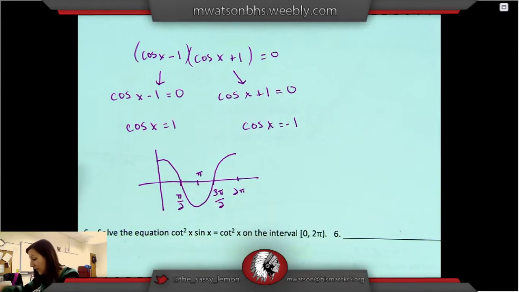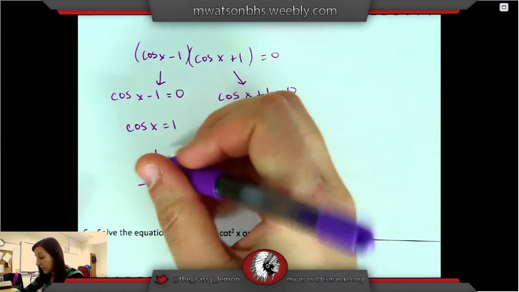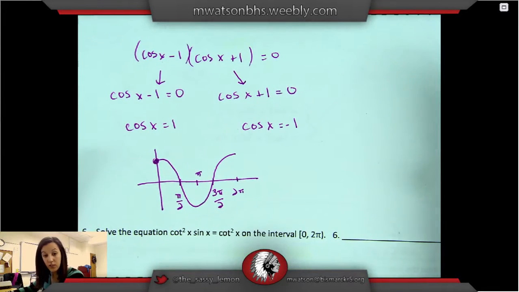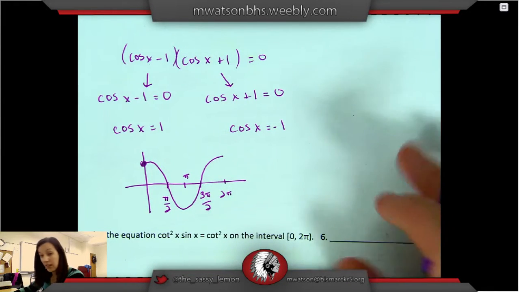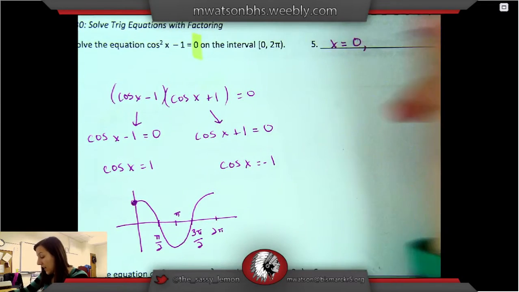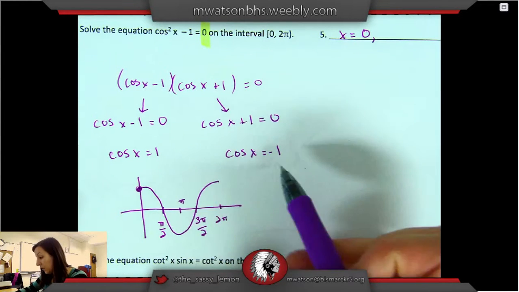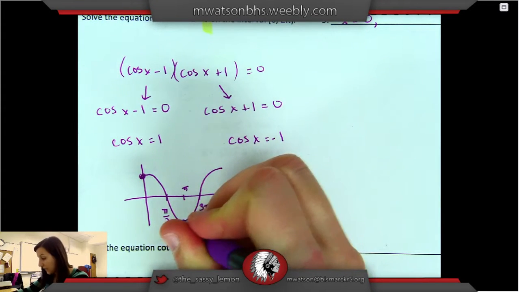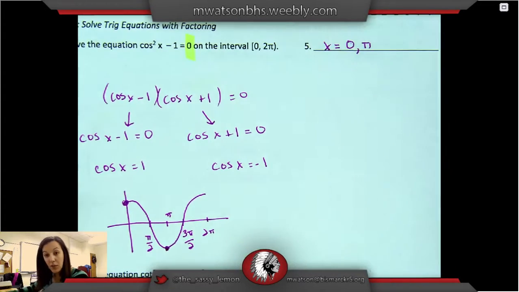And where is cosine equal to 1? Well, it's equal to 1 at 0 degrees or radians. So that's going to be one of my solutions: x equals 0. And then also we want to find where cosine of x equals negative 1. Well, that's here at pi. So one of my other answers is pi.